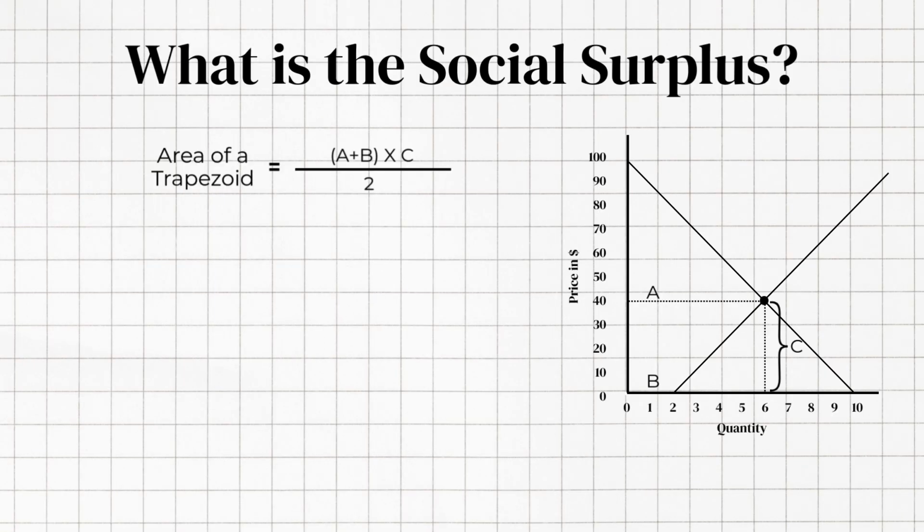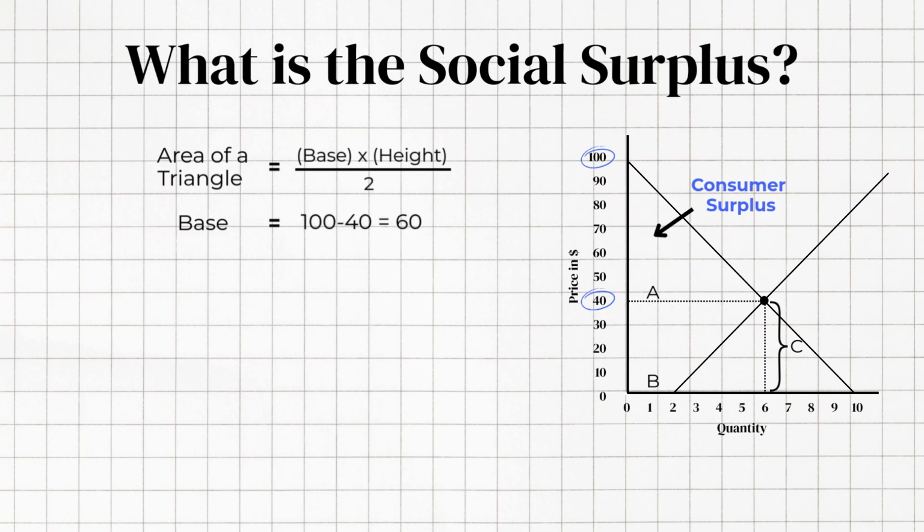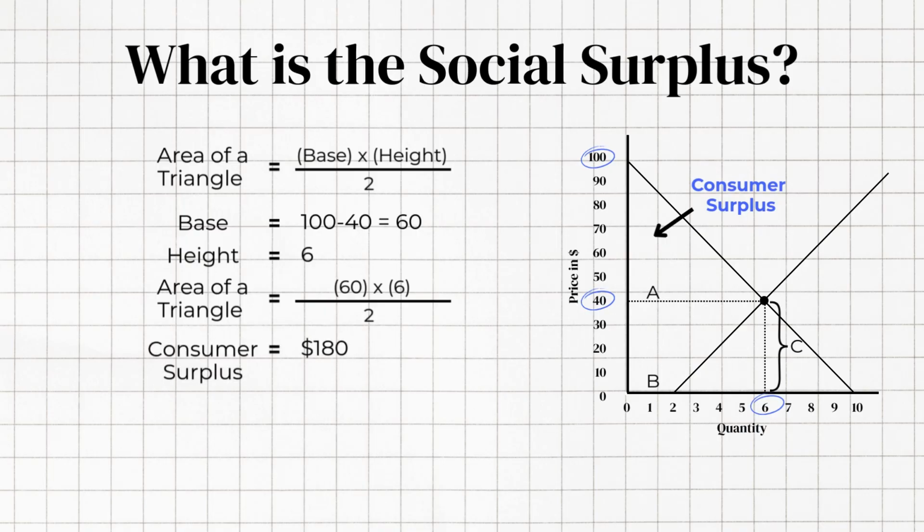Okay, let's start with consumer surplus since it's easier. So the highest possible price, $100, minus the actual price, $40, gives us 60 as the base. The height is the equilibrium quantity, which is 6. Multiply that by 60, and we get 360. Divide by 2, and the answer is $180 for the consumer surplus.